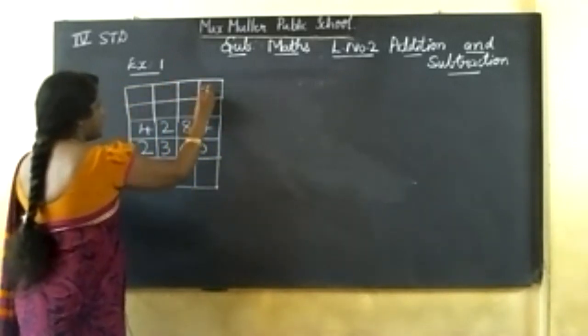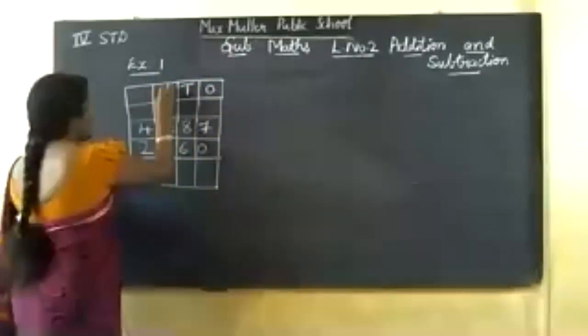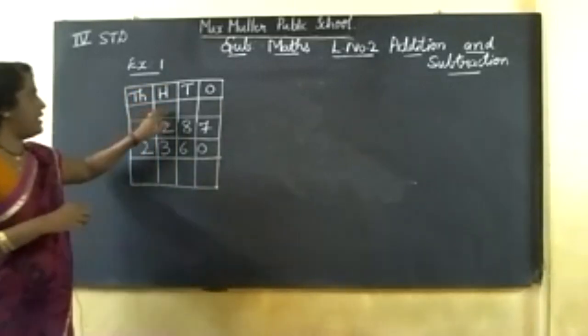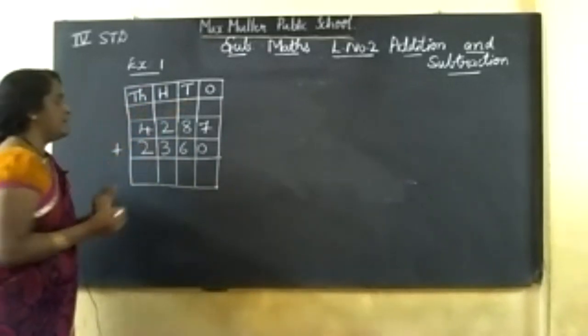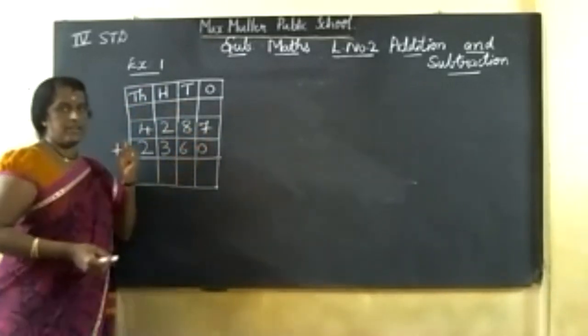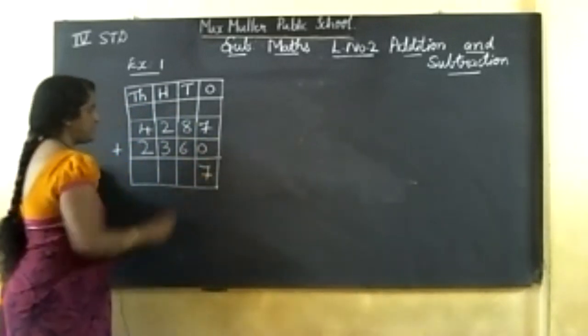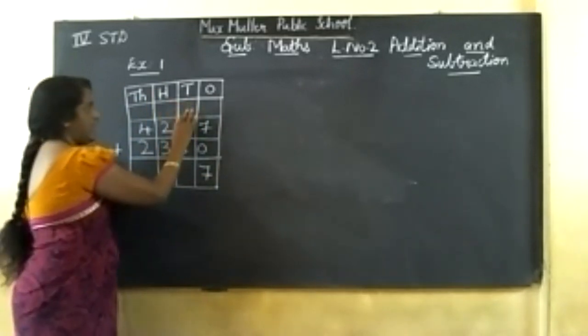See, this is the ones place, this is the tens place, this is the hundreds place, this is the thousands place. This is why we have left space to put 1 carry. If 1 carry does not come, we leave it blank. See, 7 in the mind, 0 on my fingers. So the answer will be 7. Don't put one carry here.